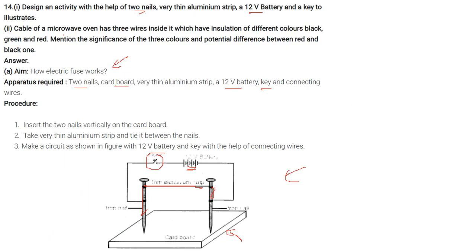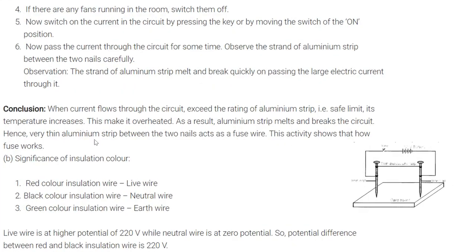The cable of a microwave oven has three wires inside it, which have insulation of different colors: black, green and red. Now mention the significance of the three colors and the potential difference between the red and black one. So the significance of this insulation color is: red insulation wire is the live wire, black is the neutral wire, and green is the earth wire. The live wire is at higher potential, that is, at 220 volt, while the neutral wire is at zero potential. So the potential difference between the red and black insulation wire is 220 volt.